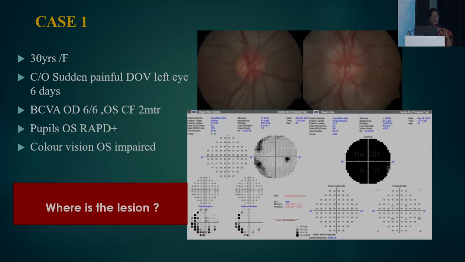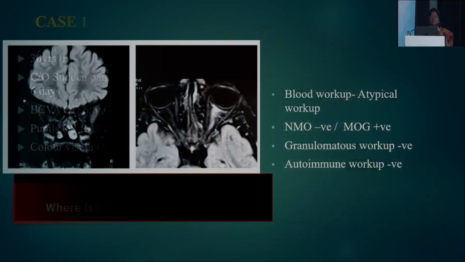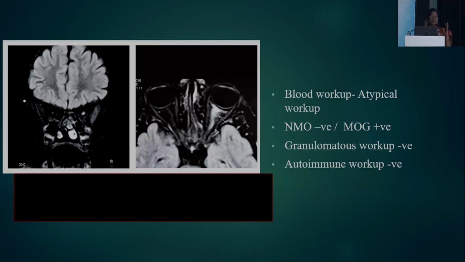And don't think you always need an automated perimeter to get that. A simple confrontation test is also going to be very useful for you to pick up the disease. So what do you see? Now we have the glorified MRI over there. You see a lot of black and white stuff over there. And the problem is in this region.